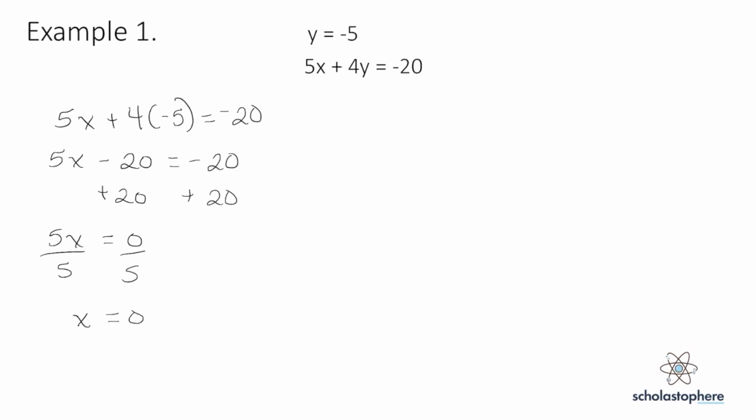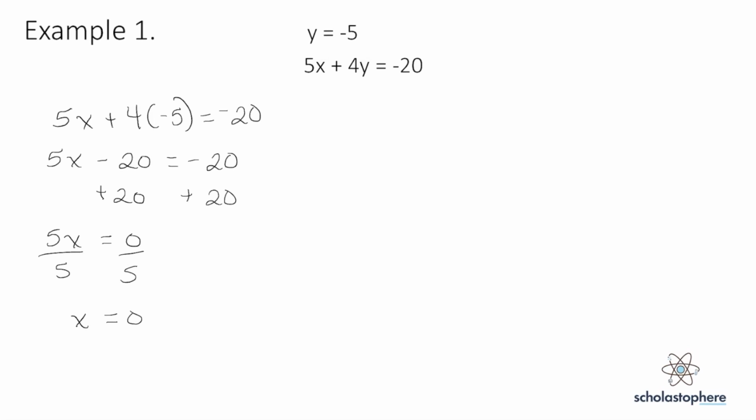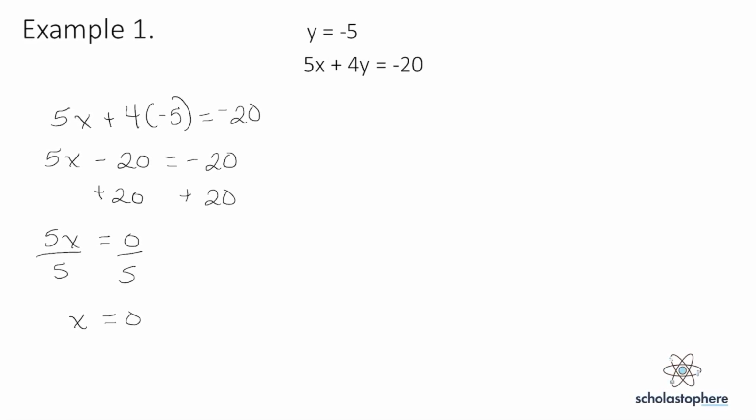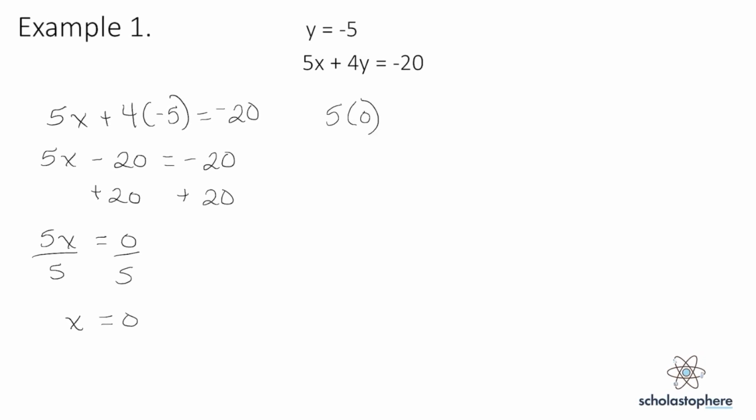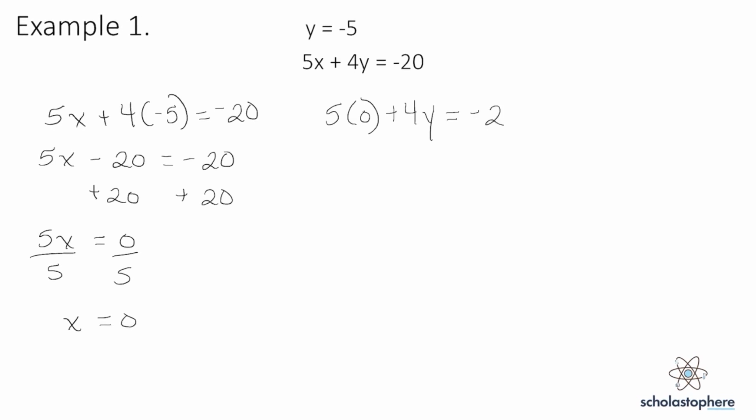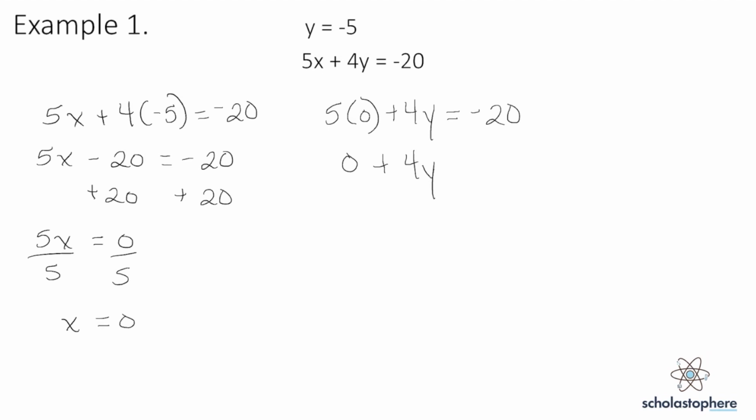Since we were told what y is equal to, which is -5, we're still going to go ahead and plug in a 0 for where we see an x, just to show you guys mathematically that it does actually equal -5. So let's bring down the equation 5x plus 4y equals -20. So you should have 5 parentheses 0 close the parentheses plus 4y equals -20. Go ahead and distribute. So you should get 0 plus 4y equals -20.